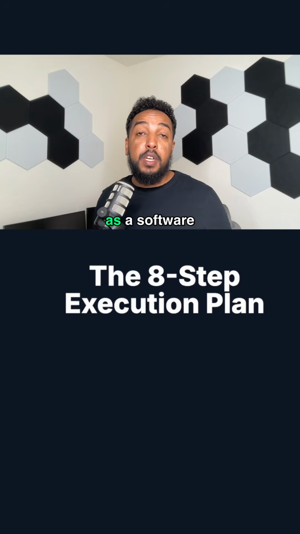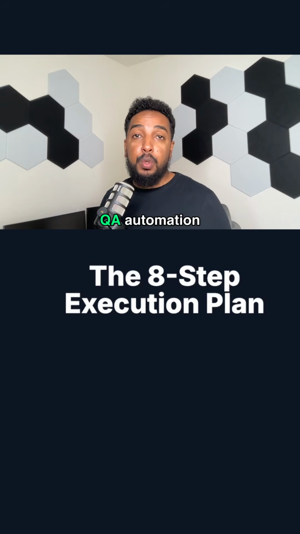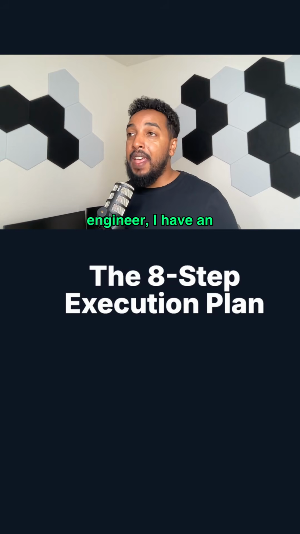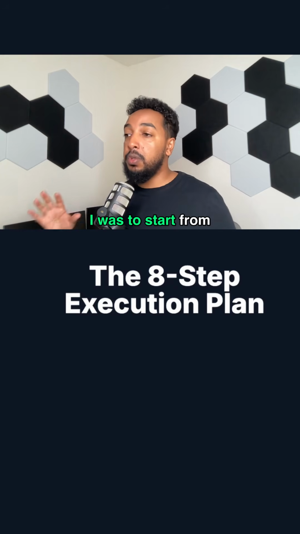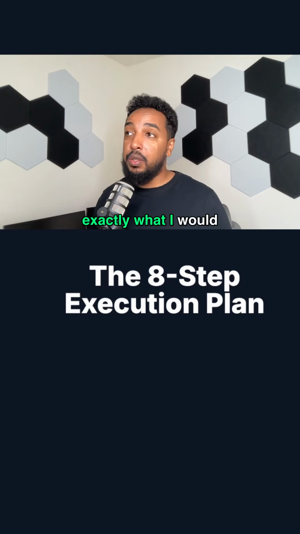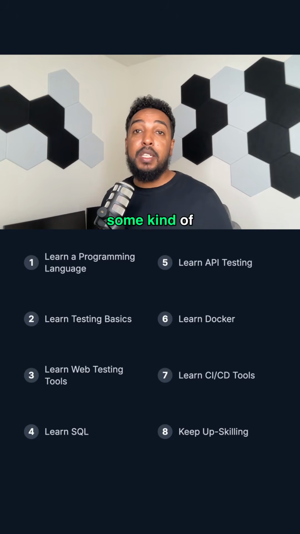If you want a career as a software engineer in test or QA automation engineer, I have an 8-step actionable plan for you. This is what I would do if I was starting out from scratch. I've been doing this for about 10 years now, but if I was to start from scratch, this is exactly what I would do. Step number one is you've got to learn some kind of programming language.